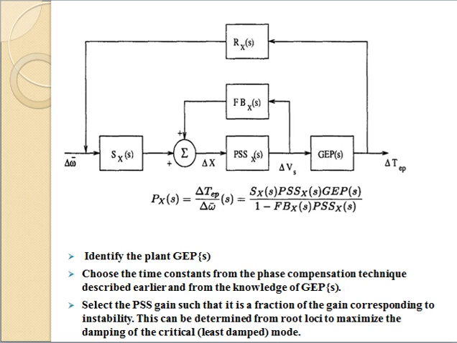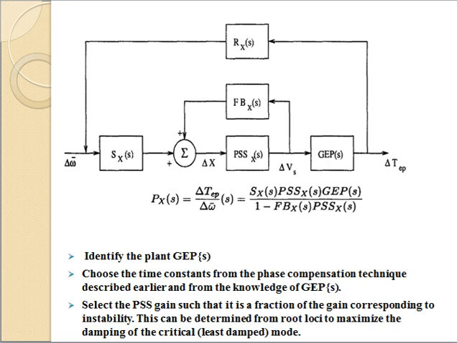So let us summarize, ultimately, how to tune the power system stabilizer. What we did first, we identified the plant transfer function, which is called GP of S. Then, choosing the time constants from the phase compensation technique, we had seen that T1 by T2 is equal to T3 by T4, and then described earlier from the knowledge of GP of S.